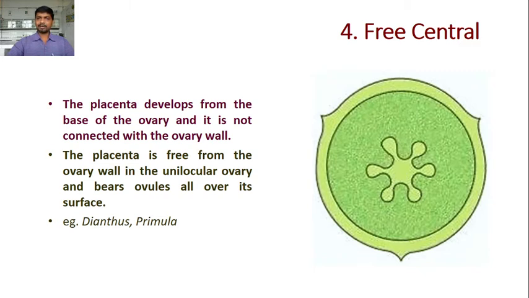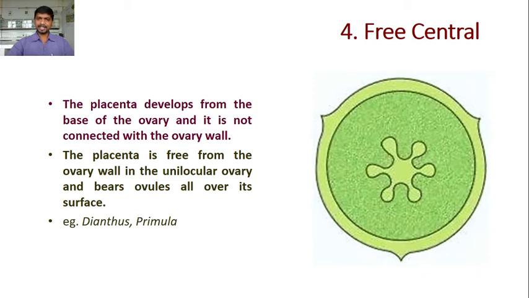The placenta develops from the base of the ovary and is not connected with the ovary wall. Here in axial placentation, the placenta has developed on the central axis, which is connected with the ovary wall, because this central axis is formed by the fusion of the margins of individual carpels in case of axial placentation.